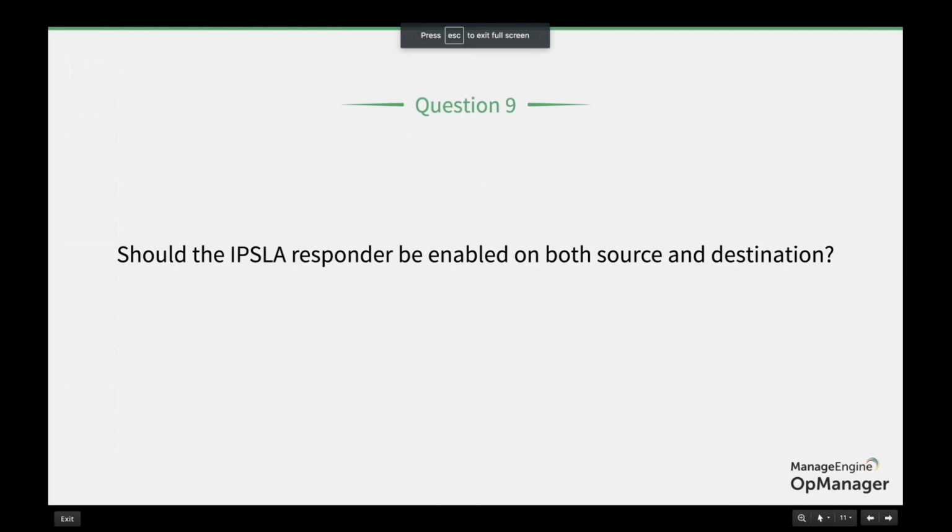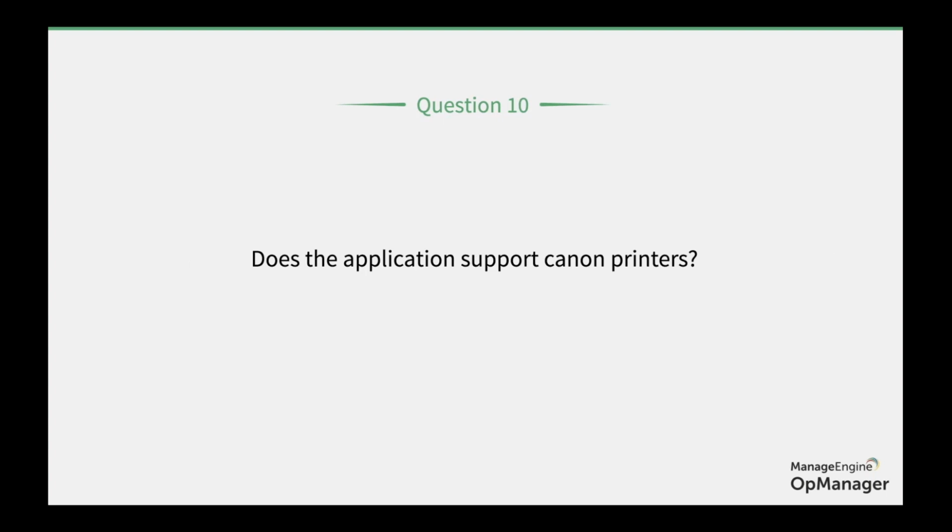Should the IPSLA responder be enabled on both source and destination? It could be on either side. Perhaps it would be more convenient on the destination end. So the best practice we suggest is to enable it on the destination end. The command we use to enable the responder is ip sla responder. You'll have to get into the configuration terminal of the router and then set things forward.